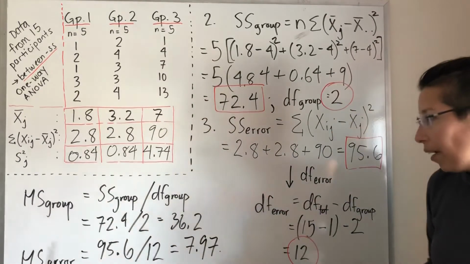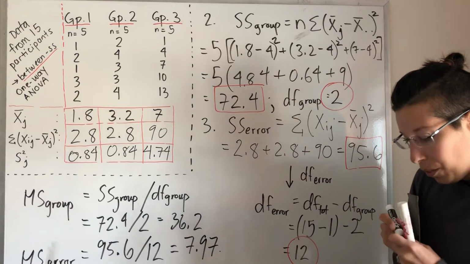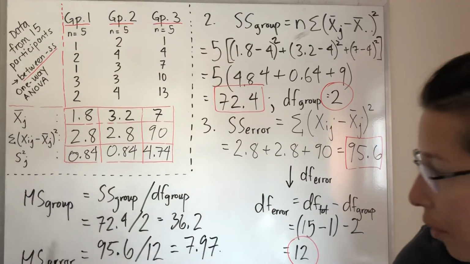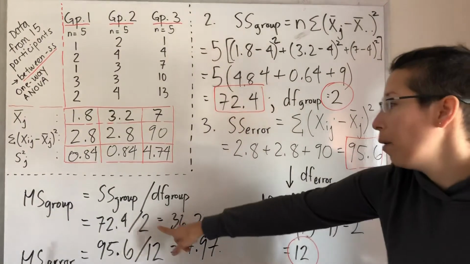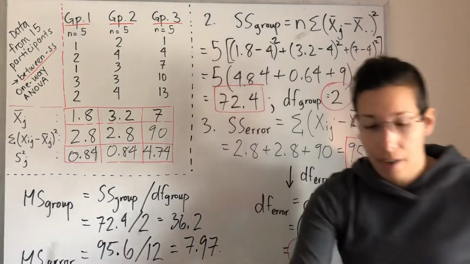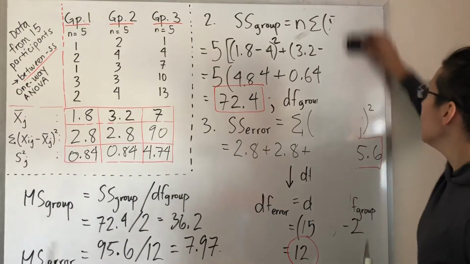Oh, this is exciting. Okay, so we have a mean squared group, we have a mean squared error. We know our degrees of freedom, 2 for the group, 12 for the error. We don't need any more of this.